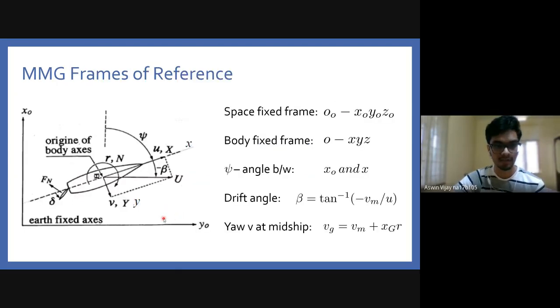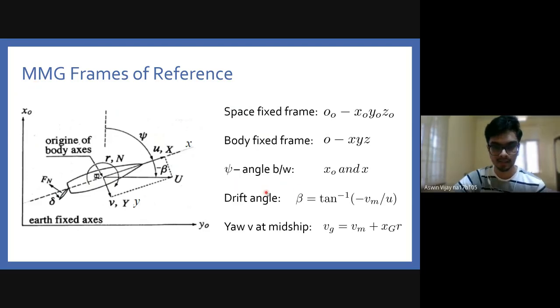Now, I will briefly explain the frames of reference, which are also different from usual models. The space fixed frame O0 has X naught pointing up, Y naught like so. The body fixed frame for my model is fixed at centerline midship. So it is not at the center of gravity, but at centerline midship. Phi is the angle defined between x naught of the global space fixed frame and the x of the body frame, and it is measured as so. So phi of 0 means it will be going along the x-axis.